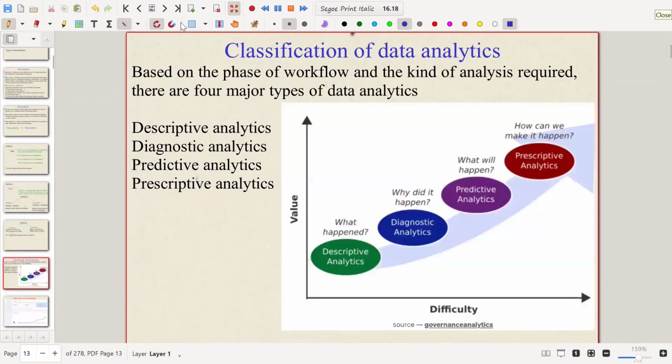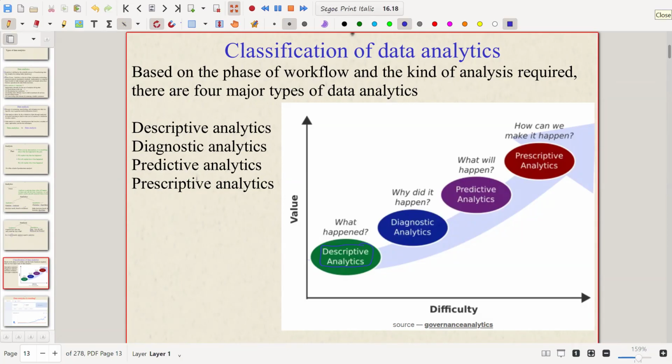What are the different types of data analytics? You can see here, based on the phase of workflow and the kind of analysis required, these are the four major types, according to difficulty and value also. The easiest one in terms of difficulty is descriptive analytics. What happened? What happened in that particular scenario you are considering?